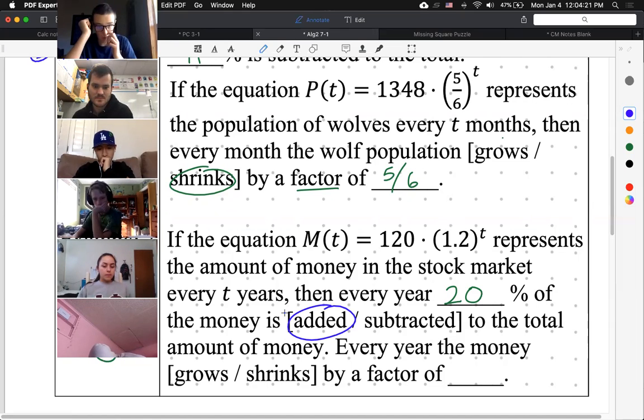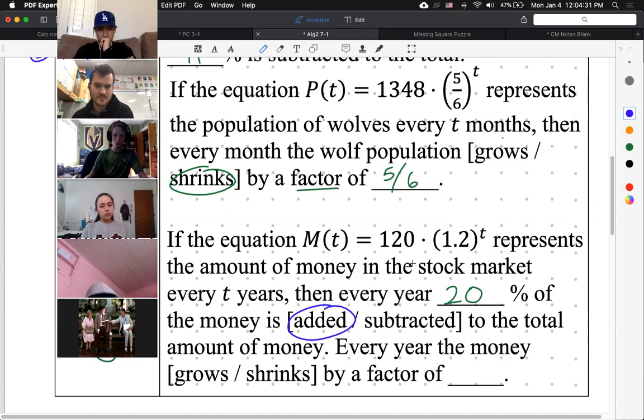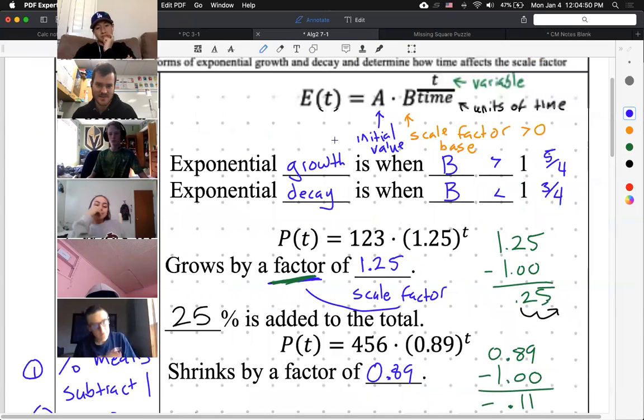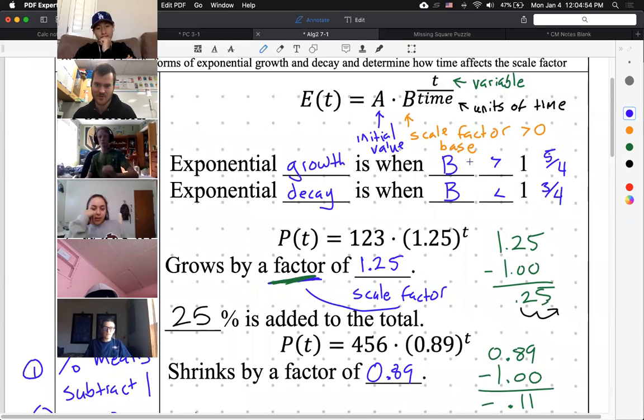Wait, say that one more time. Is the money going to grow or shrink? Your scale factor is 1.2. So is your money growing or shrinking? Is it going to grow? It is going to grow. Why? I low-key just guessed. 50-50 shot. You got it. Woohoo! Coin flip worked. It's because of this. It's going to grow because this value of B that you were looking at, 1.2, was greater than 1.